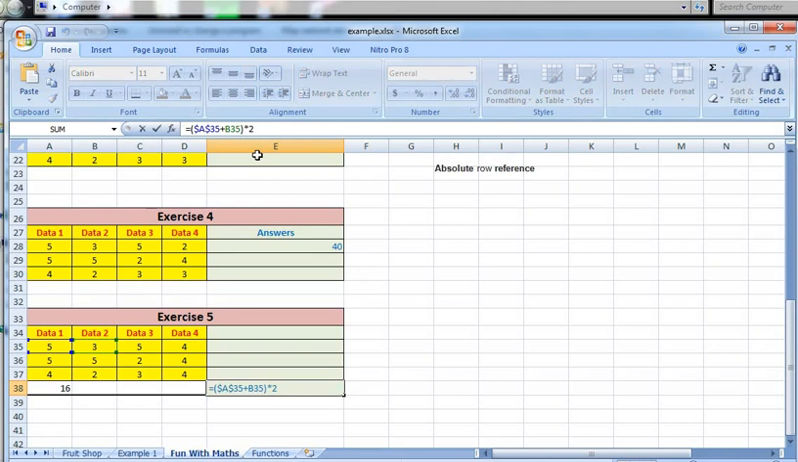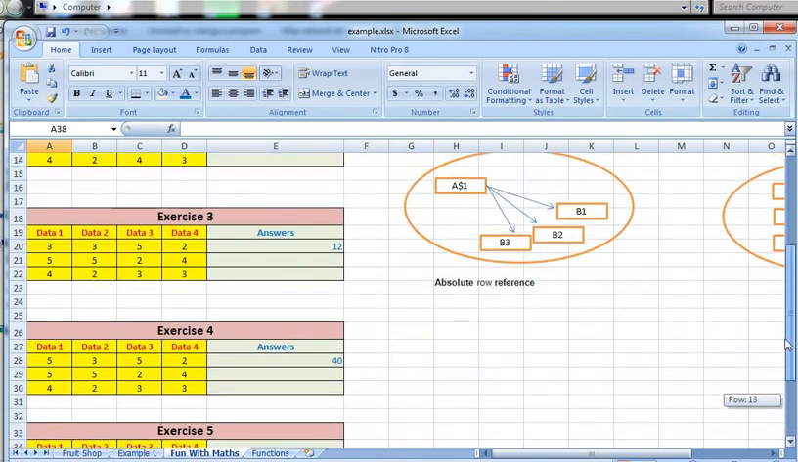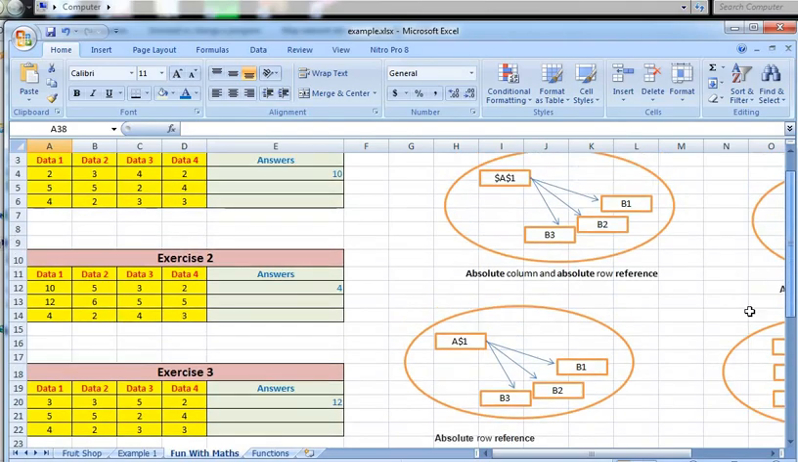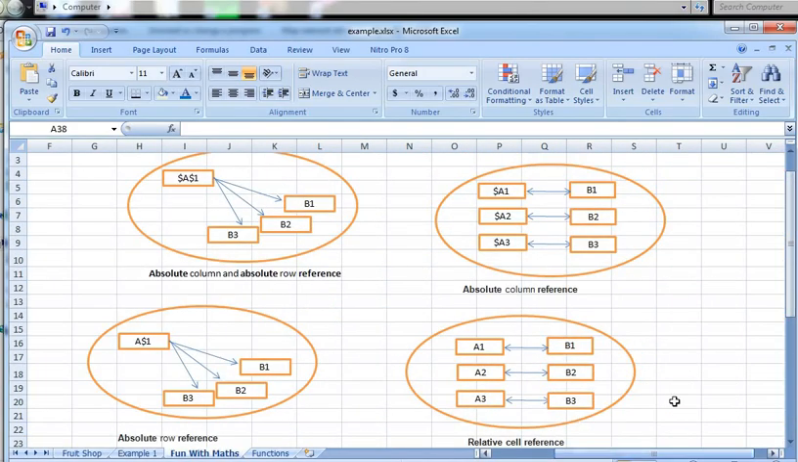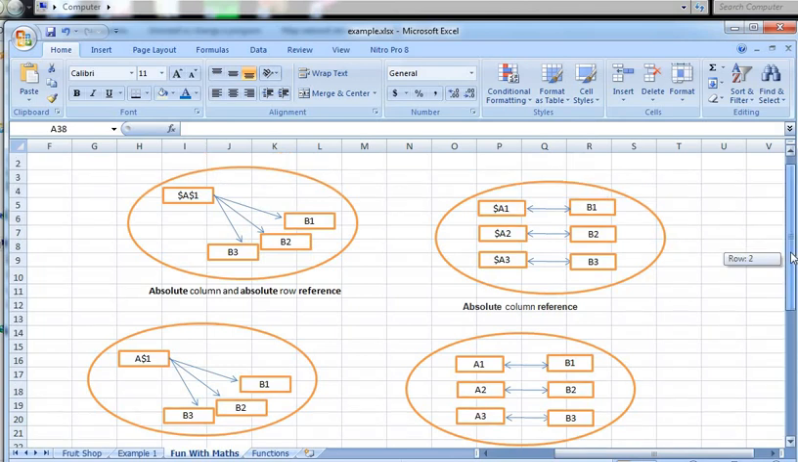Alright? So good luck. Find your answer and send me soon. I want you to do that. You can go through this cell reference one more time. You can keep this in mind and show me your answers.